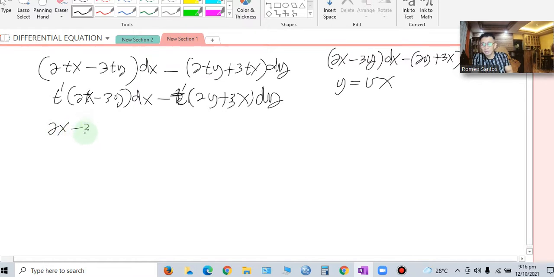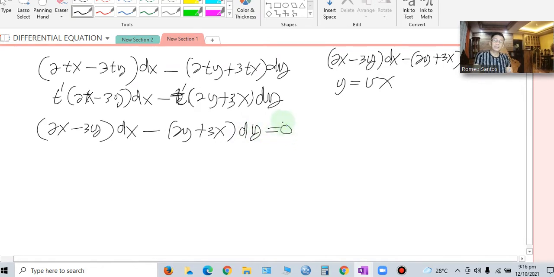(2x minus 3y) dx minus (2y plus 3x) dy equal to 0. So, yan ang original function natin. Ito yung substitution natin. Okay, kailangan natin palitan yung y. Of course, may dy ka dito. Papalitan din natin yung dy, which is equal to v dx, diba?